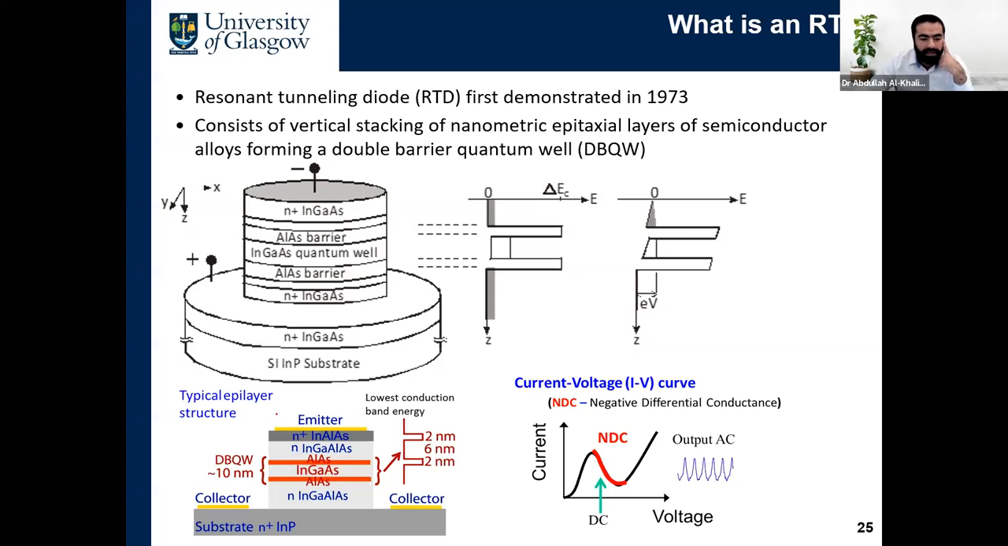Another nice thing about this device is that if we insert some light absorption layers in the middle, just above or below the barriers, we can optically modulate this structure. I will talk about it in the next few slides. So we can actually have a photodetector using this kind of device.